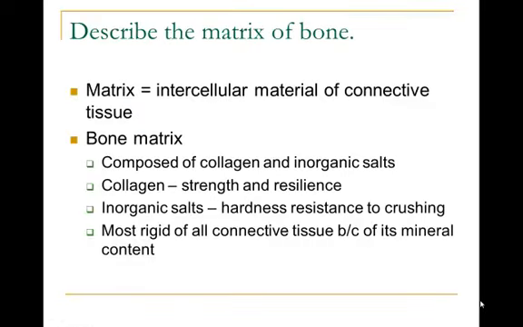Cam clip number 3. So we recall that bone is a connective tissue, and with connective tissue comes matrix. And matrix, remember, is intercellular, so it's the material between the cells of the tissue. And in bone matrix, we have collagen. So the two main fibers of connective tissue, if you recall, are elastin and collagen. So in bone matrix, we have collagen, so it's strong, not as stretchy, but quite strong, and inorganic salts, and that's calcium and phosphorus in this situation.